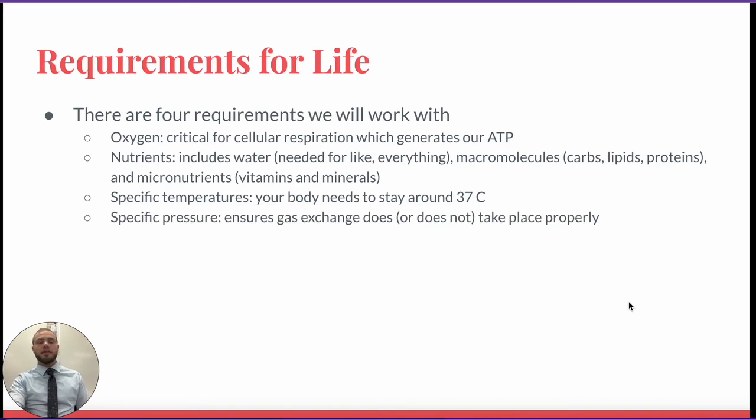You also need a very specific range of atmospheric pressures. So you really don't think about this. You have like 15 pounds of air directly above you at all times, unless you're on top of a mountain or something like that. But you need that specific range of air pressure on top of you to ensure that gas exchange is taking place properly, or sometimes more importantly, is not taking place.